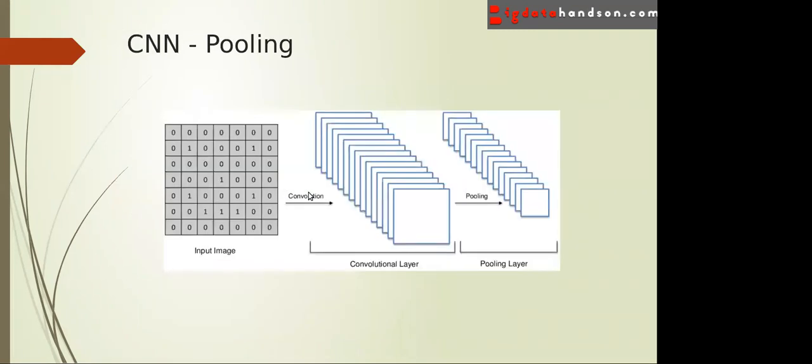So now you can see here first is the input image we have, and then the convolutional layer, and then we have a max pooling layer. You can see the image size is compressing.